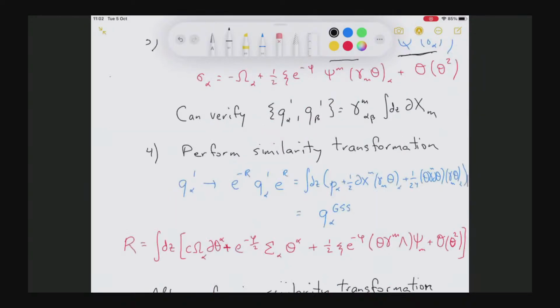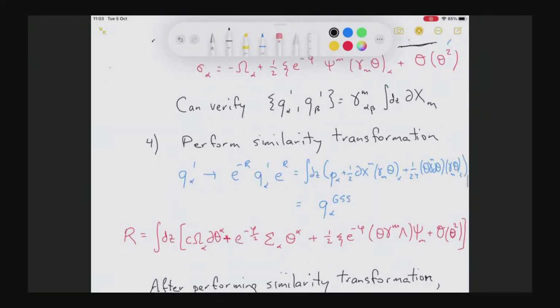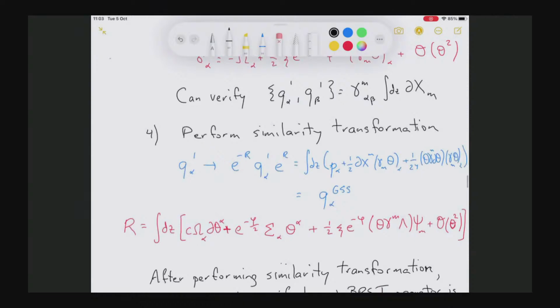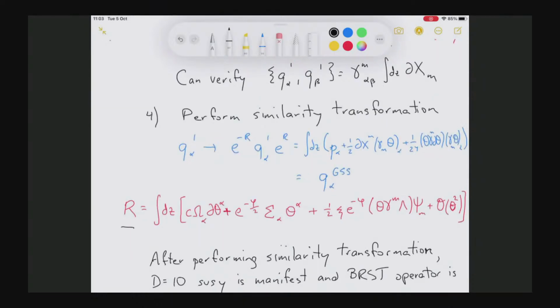Finally, we're going to perform a similarity transformation. So the similarity transformation is generated by this R. And that's also, of course, going to form the same similarity transformation on the BRST operator. But when you do it on this space-time supersymmetry generator, you find that it just takes the form of the Green-Schwarz-Siegel space-time supersymmetry generator. So now the space-time supersymmetry transformations are precisely the same as they were in the Green-Schwarz or in pure spinor formulas.